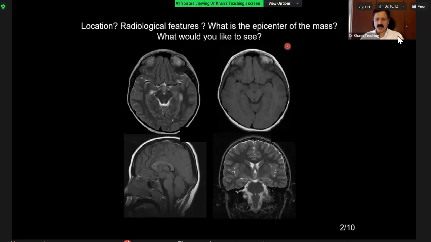How is it on T1? How is it on T2? So it's iso-intense to cortical grey matter on T2. It's basically iso-intense to grey matter on T1 and T2, and on FLAIR it's slightly... No, it's still the same. So it's iso-intense on all sequences. And I don't have a post-contrast. Do I have post contrast?